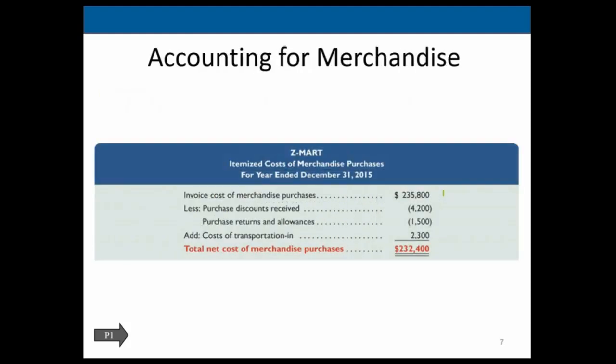So if we look at the itemized costs of merchandise purchased, it would be the cost of the merchandise, of course, less any discounts that we have on the merchandise. So any of those discounts that we got from paying within, in this example, 10 days, the time period they give us a discount for, we subtract that out of the cost of the inventory. And we also subtract out any returns and allowances. So if we return the goods, obviously we're going to subtract that out from our inventory, and then we're going to add costs for transport. So if we are paying for the cost of the transport of our inventory, then those costs should be included in the cost of the inventory that we have. That will give us the total net cost of merchandise purchased.